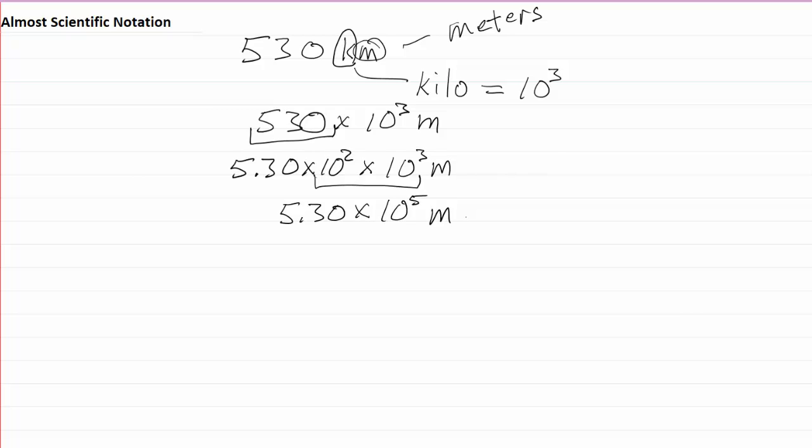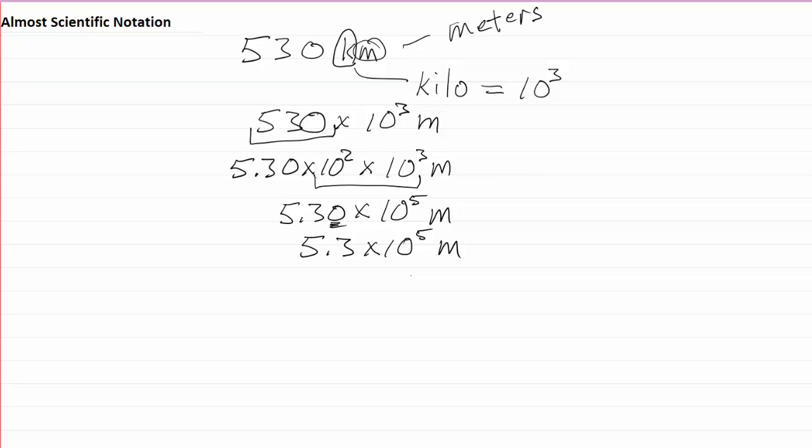By the way, I don't know for sure that I can keep that 0 as a significant figure. It would be better practice to actually write this as 5.3 times 10 to the fifth meters. That I know for sure. I have that much precision. But this is a way of converting that 530 kilometers into 5.3 times 10 to the fifth meters. Now I actually have the number in scientific notation. And there might be a reason that I need to have meters instead of kilometers.